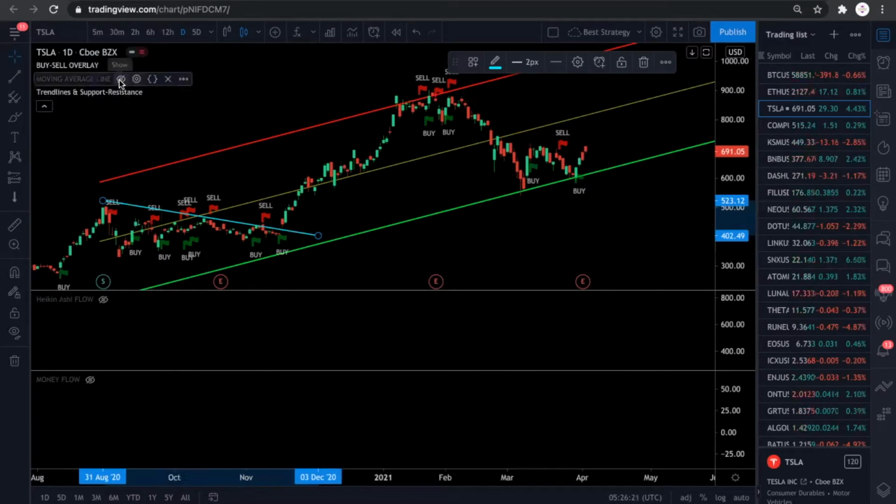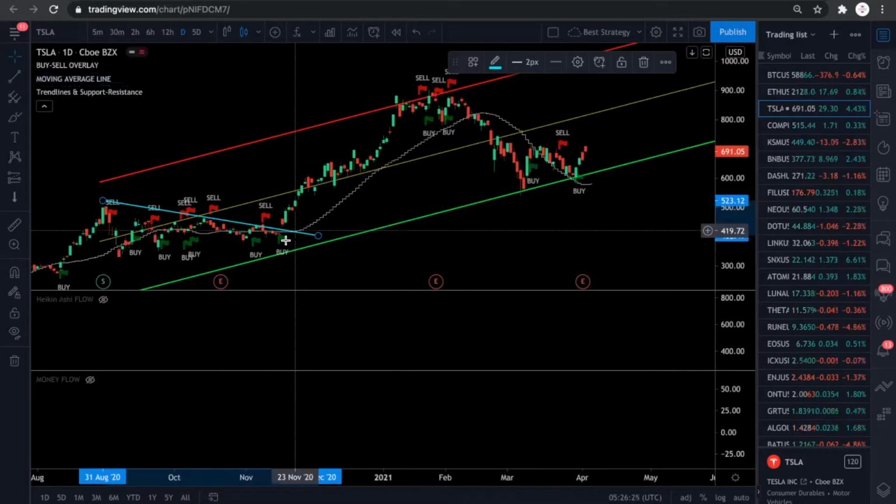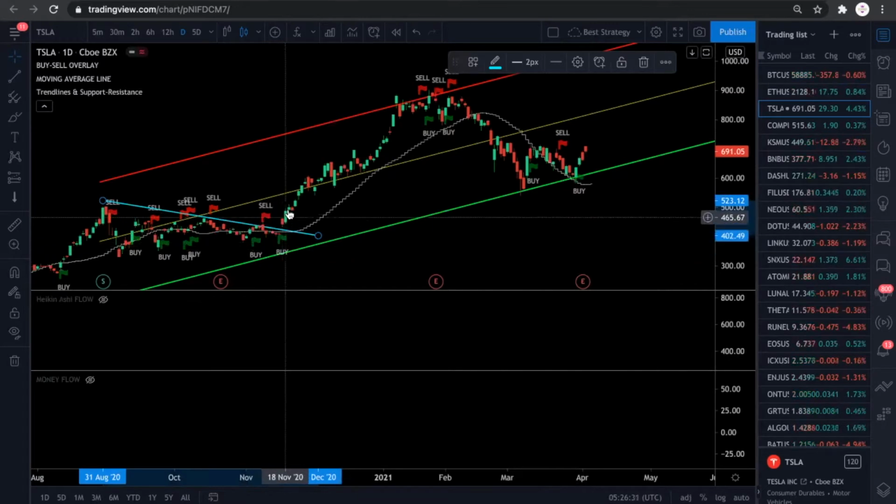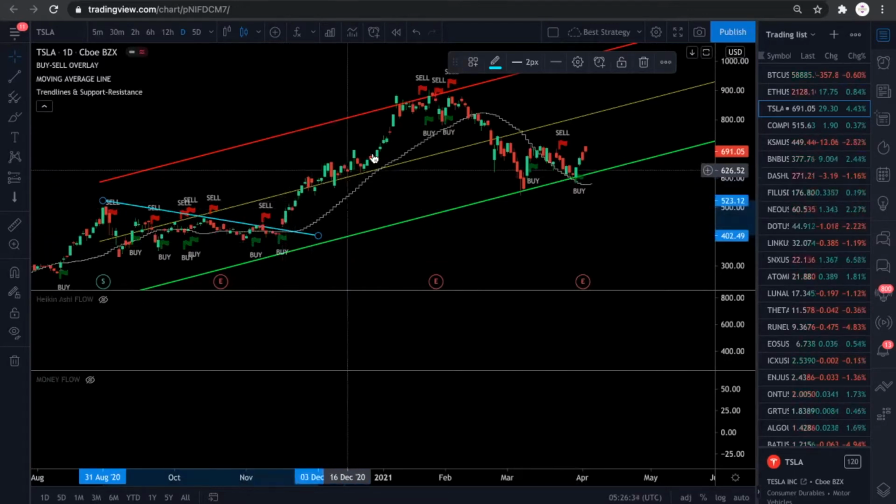And to better assist with that, we have a moving average line indicator. So as soon as we broke through the moving average line, we got a buy signal and we continued trending upwards.